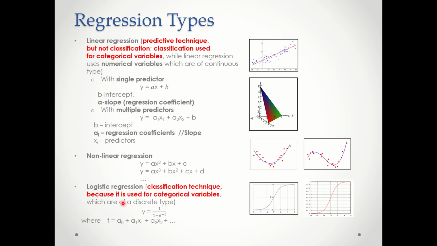And in the logistic regression, the only thing is that it's a classification technique. So basically it uses categorical variables which are of discrete type, so its formula is basically different. So this formula you have to use, that's all.